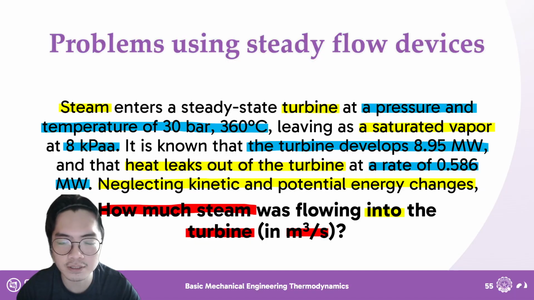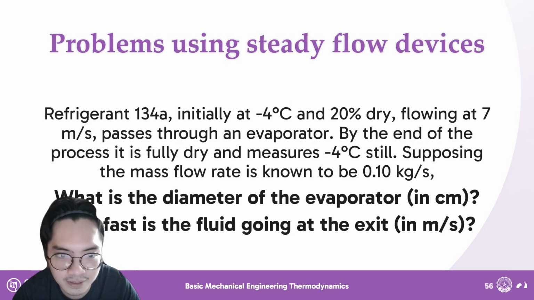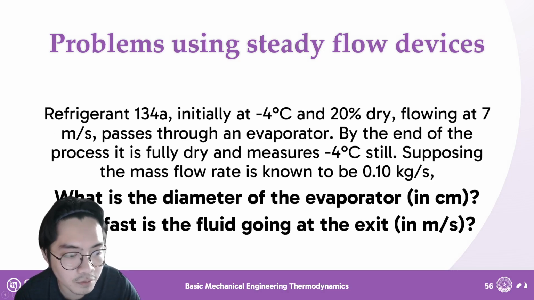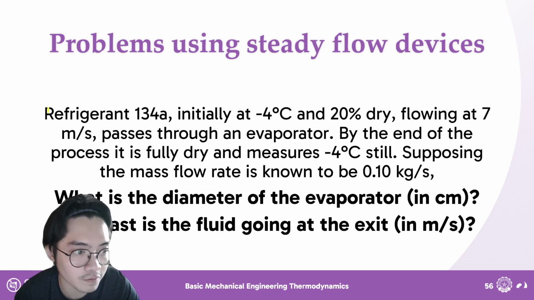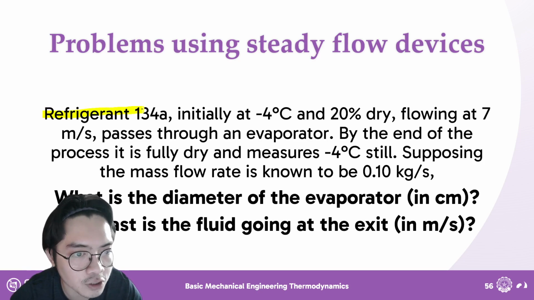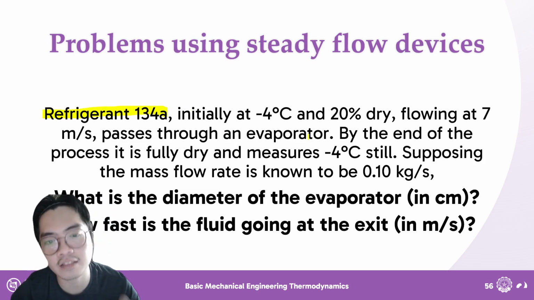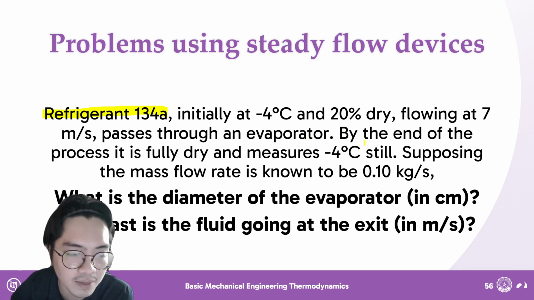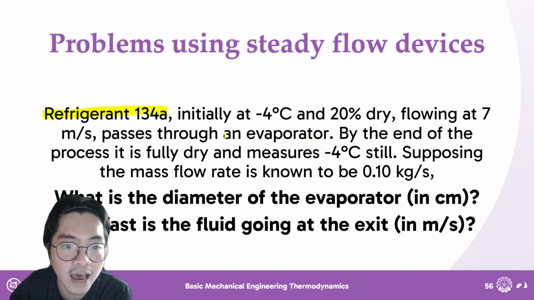Now we go to number 6. This is fun, even if I'm sick. Anyway, now, refrigerant 134A. Let's just continue underlining now. Refrigerant 134A, initially at -4 degrees Celsius and 20% dry, flowing at 7 meters per second, passes through an evaporator.